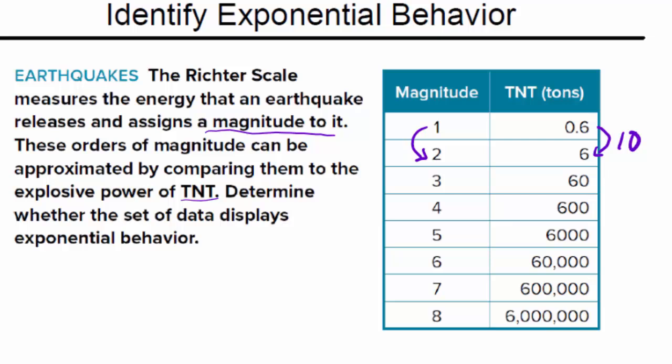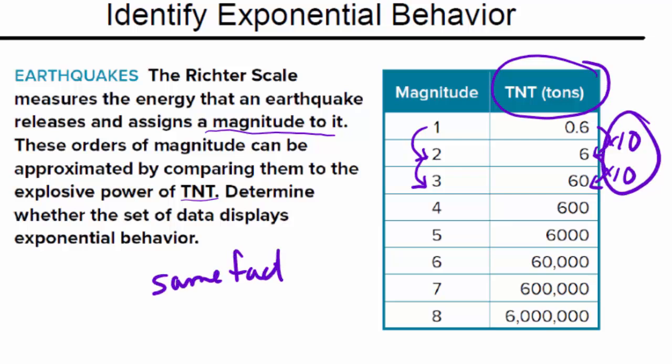As it increases from 2 to 3, it's going up by a magnitude of 1 here. The 6 then goes up to 60, which is again a times 10. Since the change in the output, or the TNT, increases by the same factor of times 10, given an equal change in the magnitude, so I went up by 1, by 1, by 1, the set of data displays exponential behavior. So this is exponential: times 10, times 10, times 10.